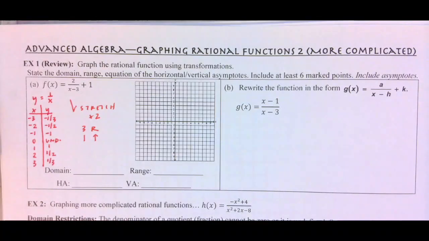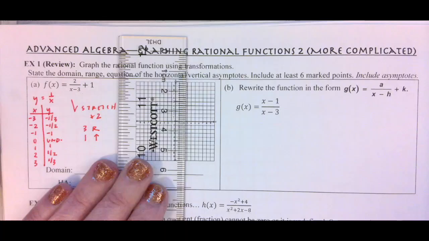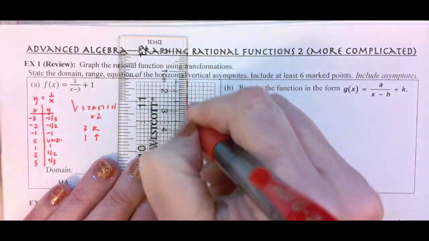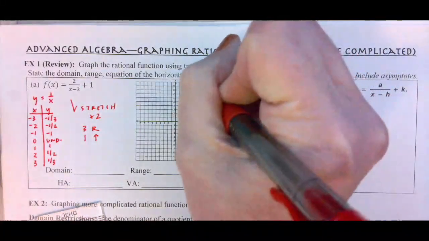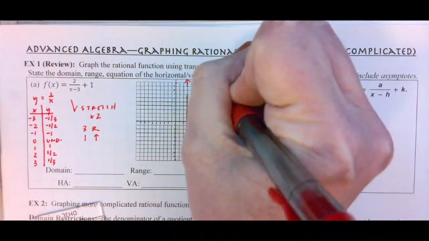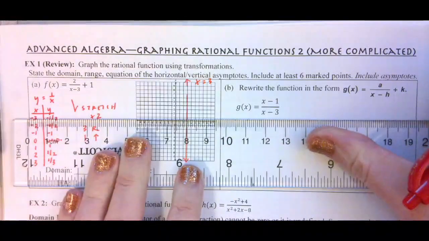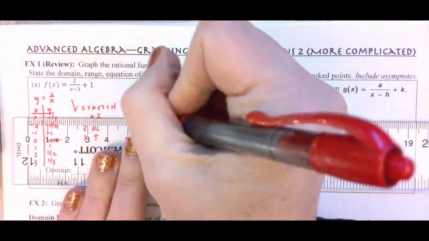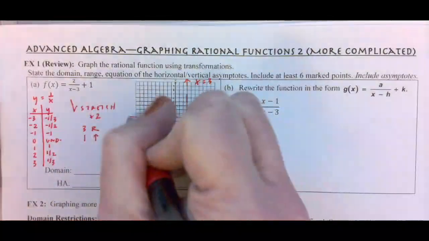Okay, so let's graph our asymptotes. So 3 to the right, so right here, that's my vertical asymptote at x equals 3. Okay, my horizontal 1 up, so right about here at y equals 1.